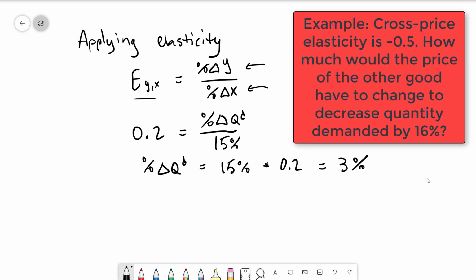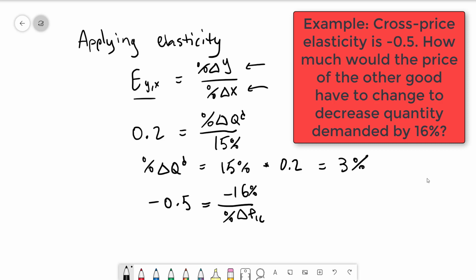Let's do one more. Suppose we know the demand for pie has a cross-price elasticity of negative 0.5 with respect to the price of ice cream. We'll go ahead and put negative 0.5 on the left-hand side of the equation. That's the elasticity. How much would the price of ice cream have to change to decrease the quantity demanded of pie by 16%? So this time we know that the percent change in quantity is negative 16%. And the thing that we don't know is the percent change in the price of ice cream, IC for short.